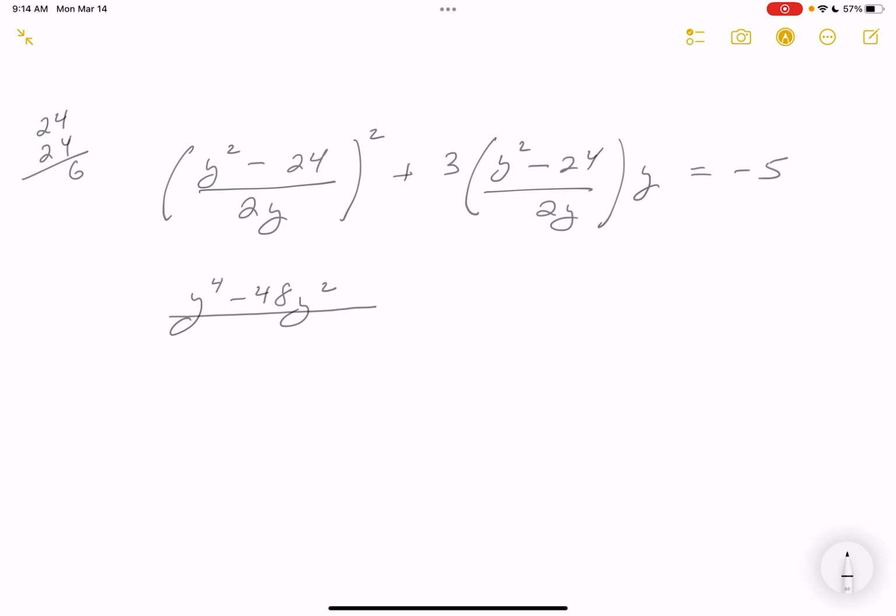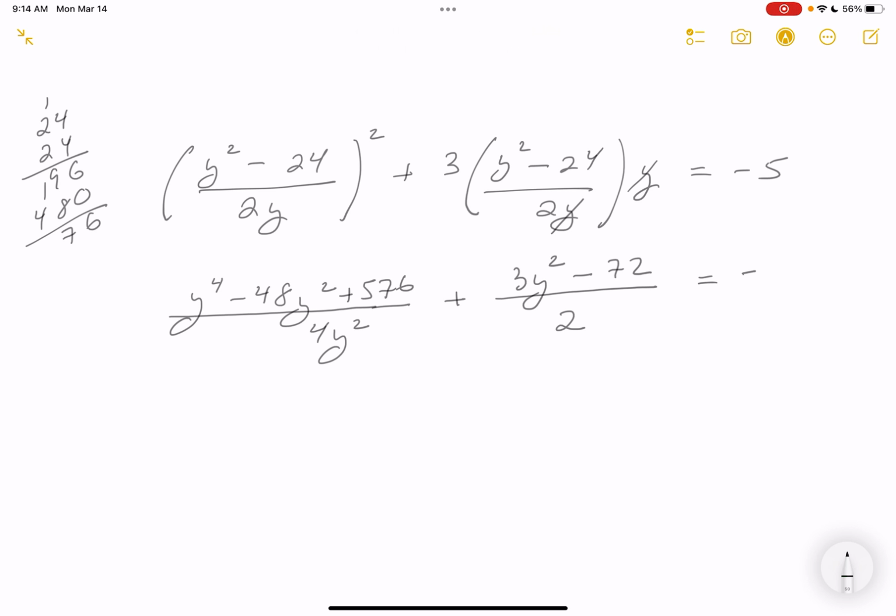4 times 4 is 16. 4 times 2 is 8, that's 9. 2 times 4 is 8. 2 times 2 is 4. You get 576, over 4y squared. Let's do the next term. Plus, well, what I notice over here, the y cancels off right away. So I'm going to put a 2 here. And what do you get there? 3y squared minus, well, 3 times 24 is 60 and 12, 72. And this equals minus 5.